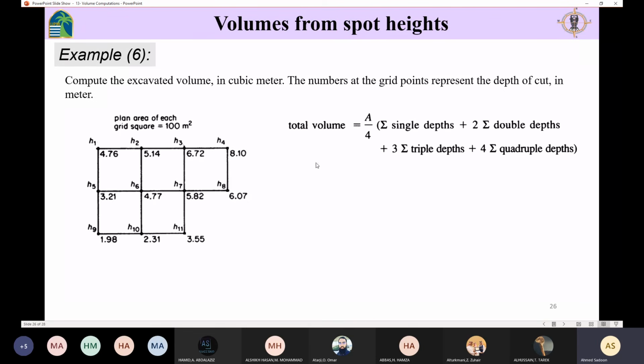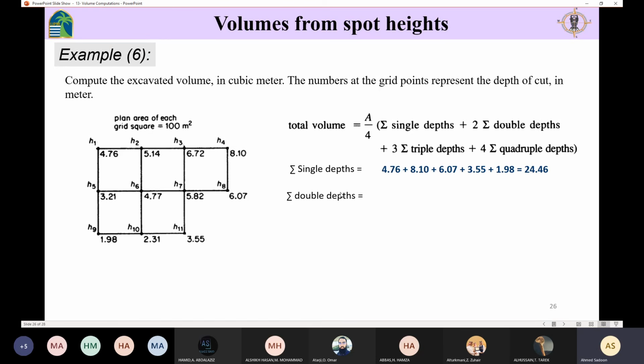Okay, here we have the formula. I need to know the value of A, and the value of A is going to be 100 meters squared, for one spot. Then I need to know the single depths, and the double depths, and the triple depths, and quadruple depths. For this example, regarding the single depths, I'm going to have H1, H4, H8, H11, and H9. So I have this one, that one, and this one here, and that one here, and that one. I'm going to have 5 depths.